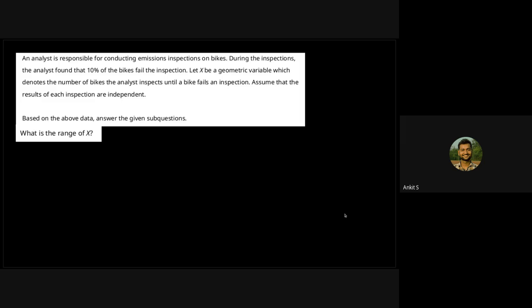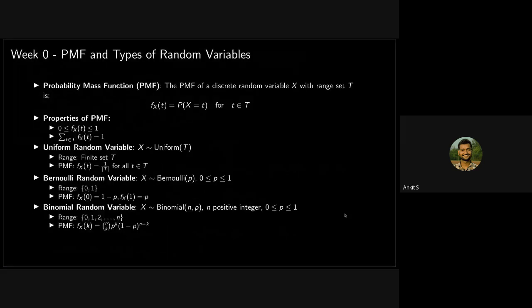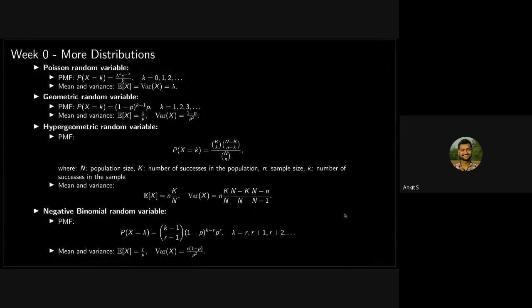So here we have a question. An analyst is responsible for conducting emissions inspections on bikes. During the inspections, the analyst found that 10% of the bikes failed the inspection. Let X be a geometric random variable which denotes the number of bikes the analyst inspects until a bike fails an inspection. Assume that the results of each inspection are independent. Based on the above data, we have to answer a few questions. So what is the range of X? What is the range of a geometric random variable? This information you will be given.